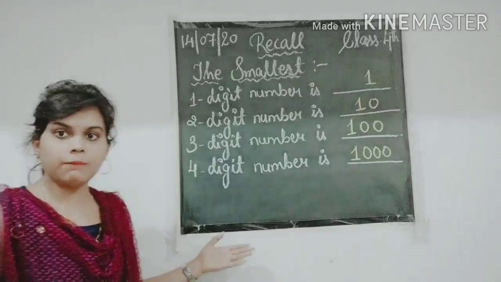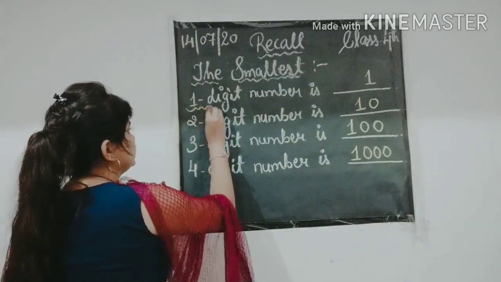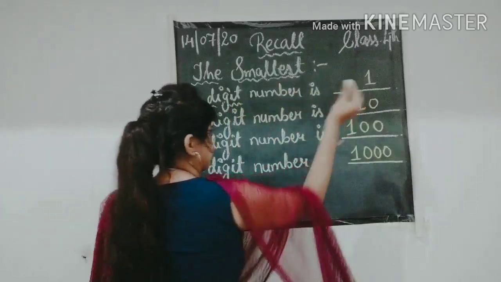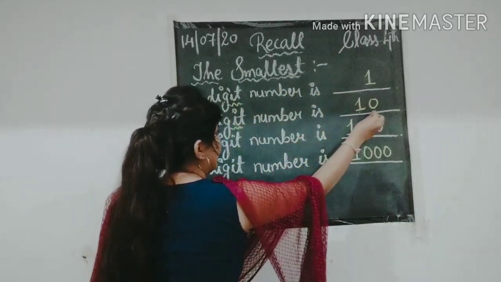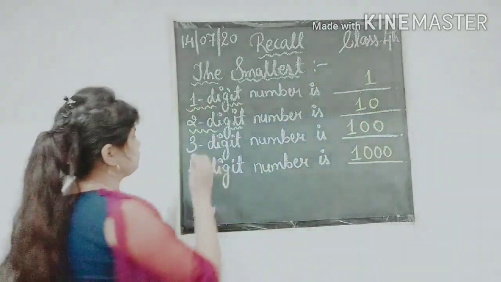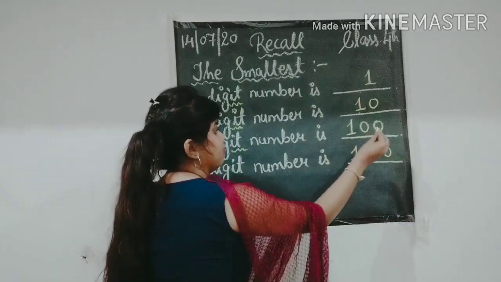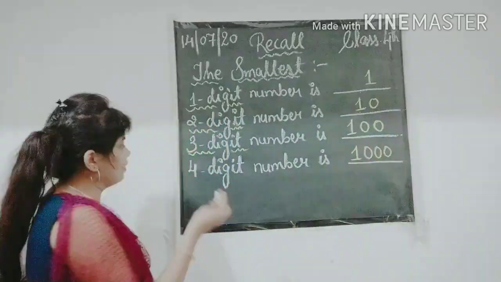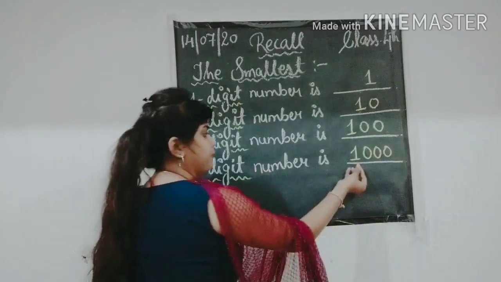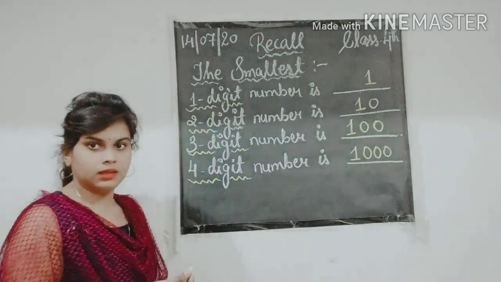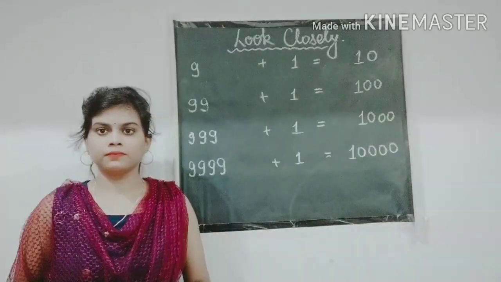Now again, do you see a pattern here? For the one digit smallest number we have 1. For the two digit smallest number we have 1 followed by 1 zero. For the three digit smallest number we have 1 followed by 2 zeros. For the four digit smallest number we have 1 followed by 3 zeros. Right? So this is the pattern here.